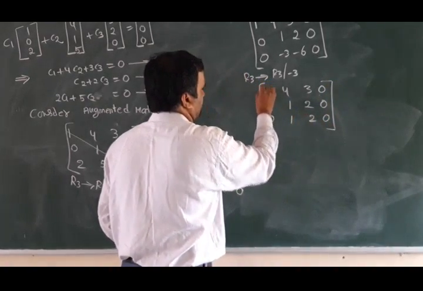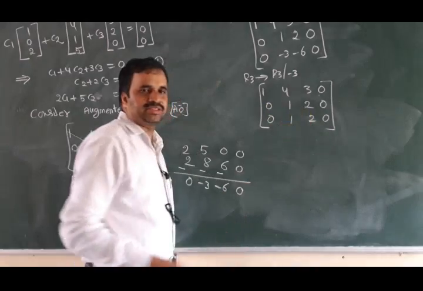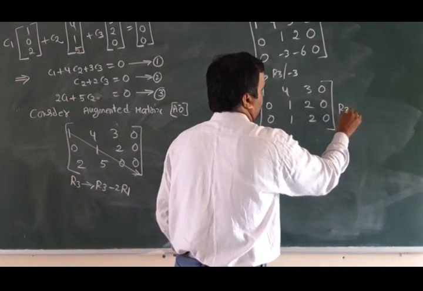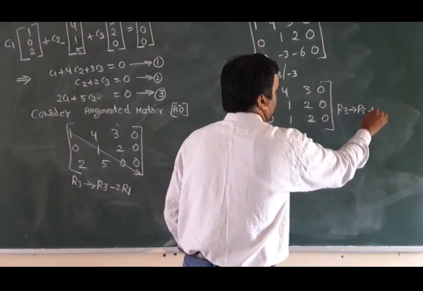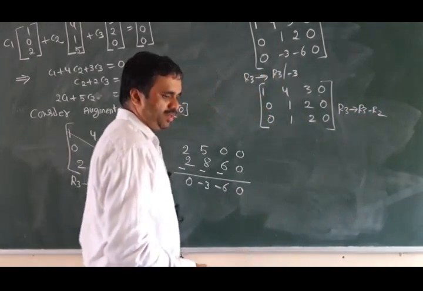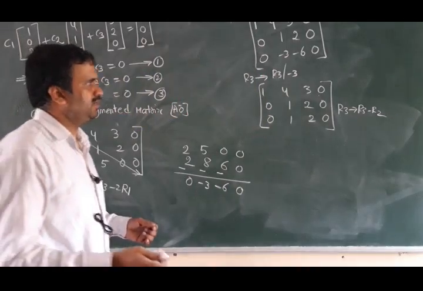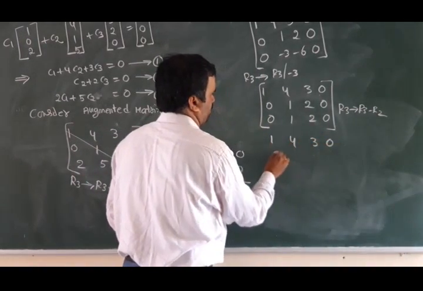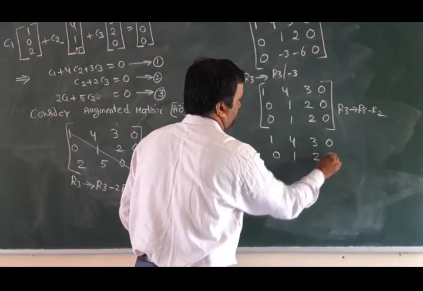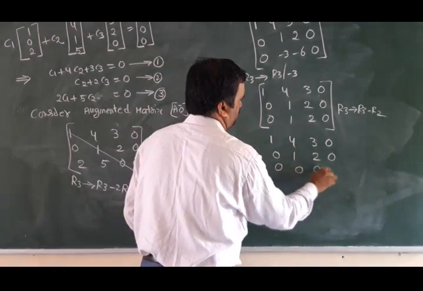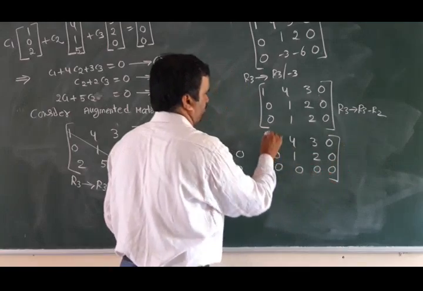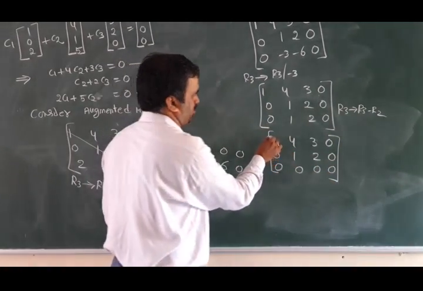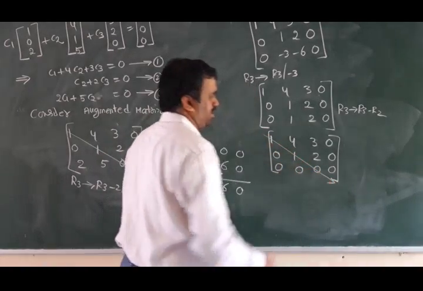These two rows are both the same, so I can make this whole row 0. R3 implies R3 minus R2. So we get 1, 4, 3, 0; 0, 1, 2, 0; 0, 0, 0, 0. This whole row became 0. First row first element, second row second element, and the third row is zero. I got the echelon form.